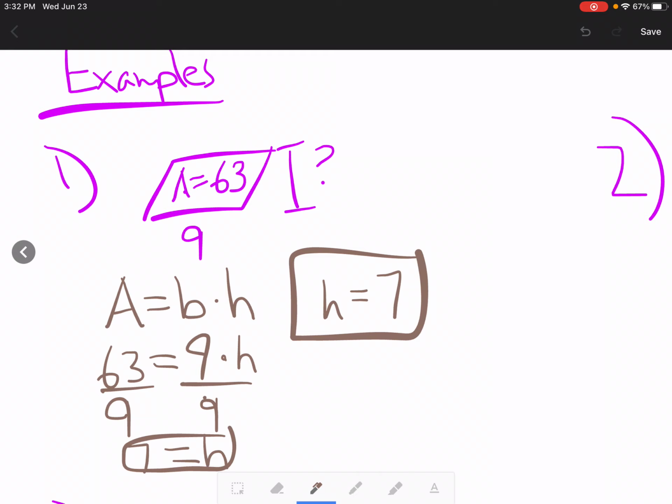Now, it doesn't matter, by the way, if we write it h equals 7 or 7 equals h. Those are the same thing. I just like putting my variable on the left. It's a personal preference thing.